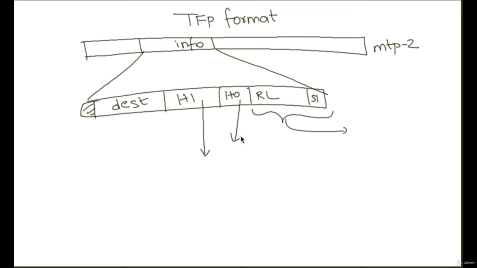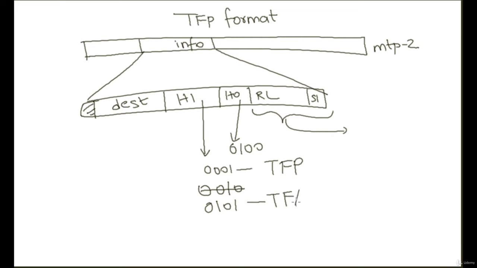So here it is. For all the routing related messages, H0 is going to be 0100, and H1 is going to be 0001 for the transfer prohibited message, and it is going to be 0101 for transfer allowed. So just like there is a transfer prohibited, there is a transfer allowed message also, and there is a transfer restricted message also, that we'll see further.